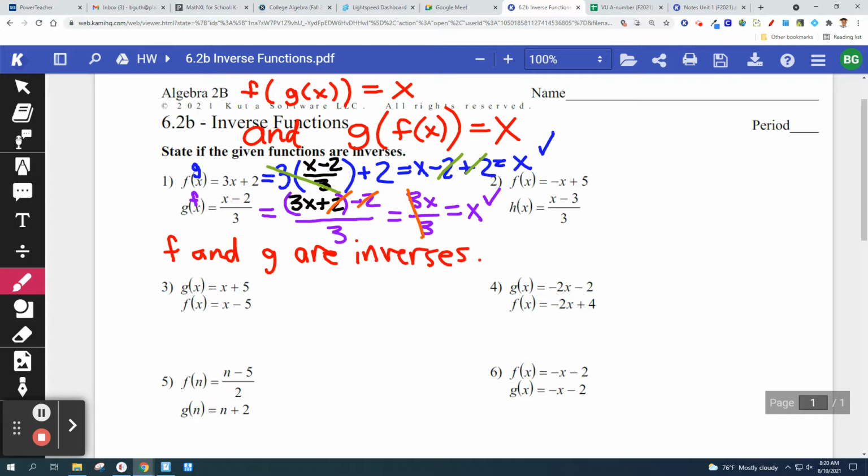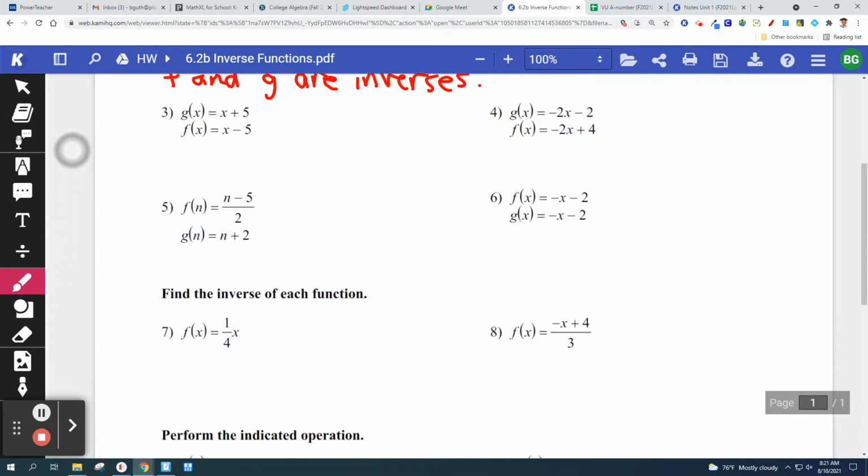Seems like a lot of work, but it always takes me longer to explain something than it would to actually do it. And again, the alternate method, I suppose, is just take one of the functions and find its inverse. If it matches the other one, then they're inverses. But this is the technical way we're supposed to do it.